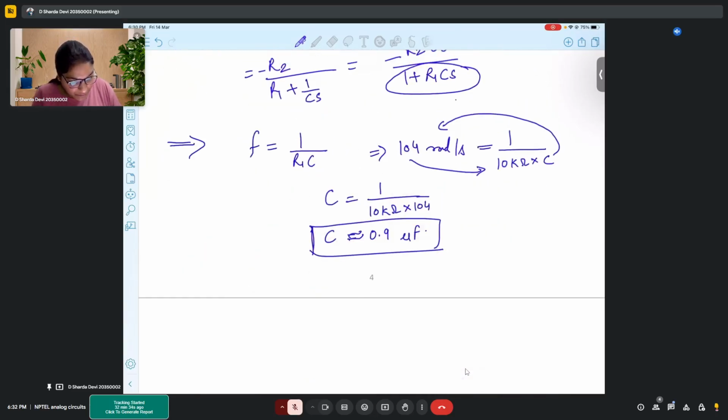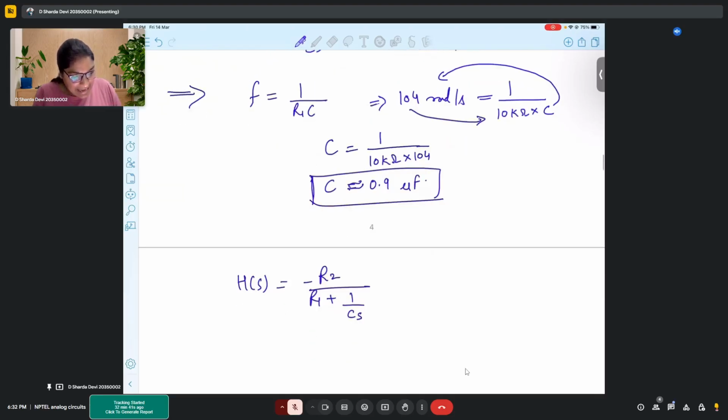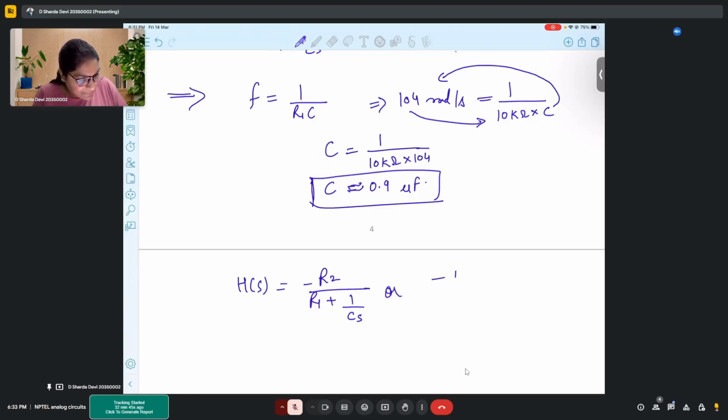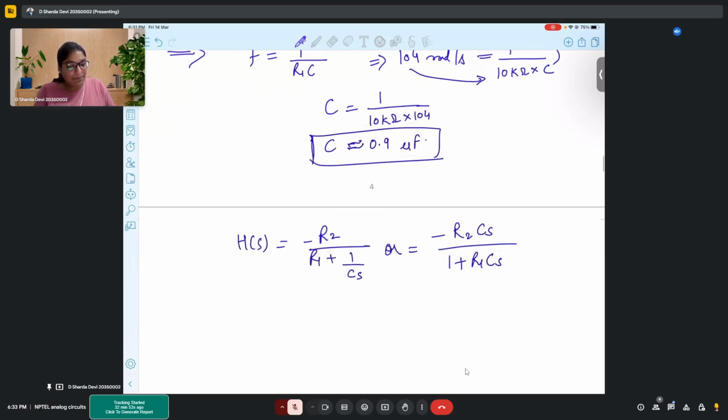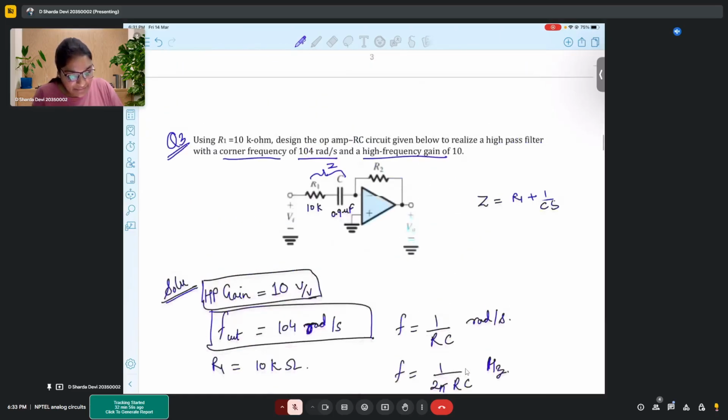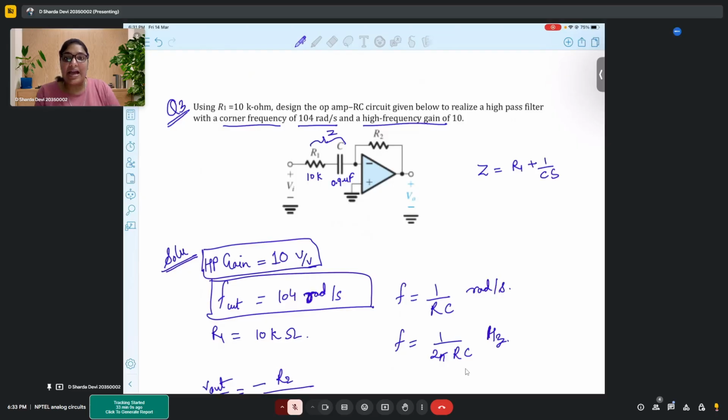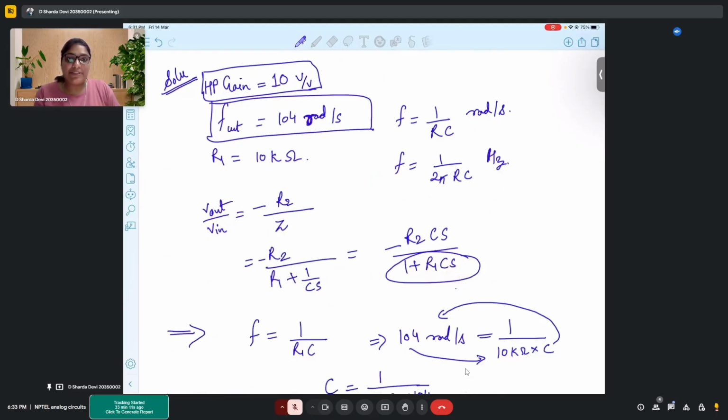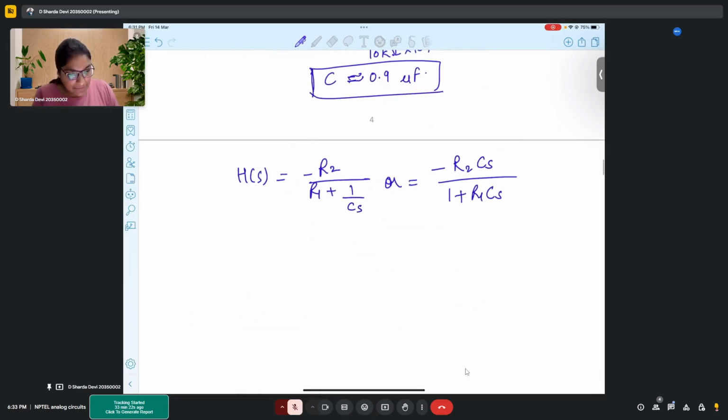Now we have seen the transfer function. The transfer function was minus R2 by R1 plus 1 by CS. And here, or I should say, minus R2 CS by 1 plus R1 CS. Both are more or less same. Now here, since it is a high pass filter, we know that in high pass filters, higher frequencies are passed. So the frequency at which we will calculate this gain should be infinite frequency. For a low pass filter, you would substitute S as 0 to get the DC gain. For a high pass filter, you can substitute the frequency as infinity to find the DC gain. Okay, or I should say to find the pass band gain, right?